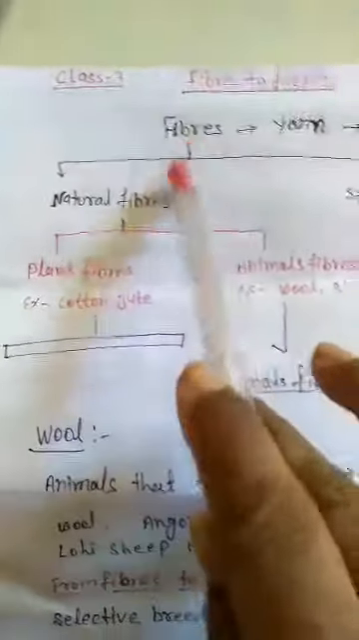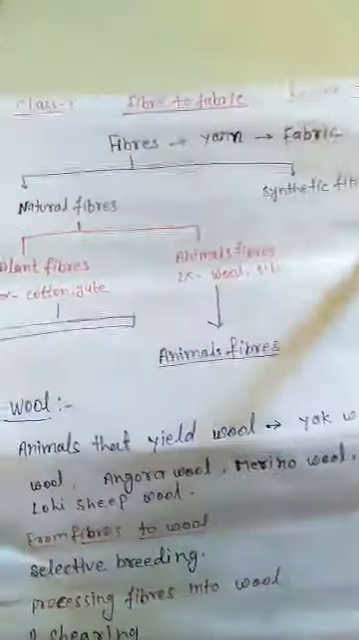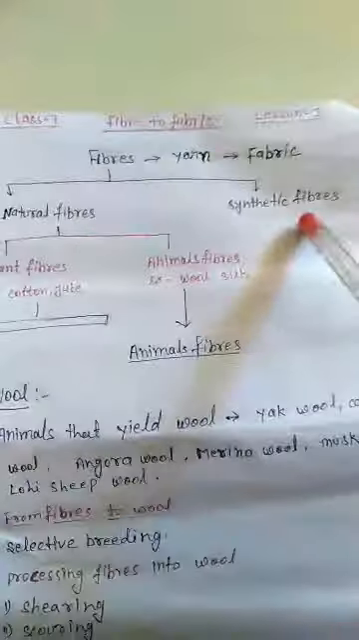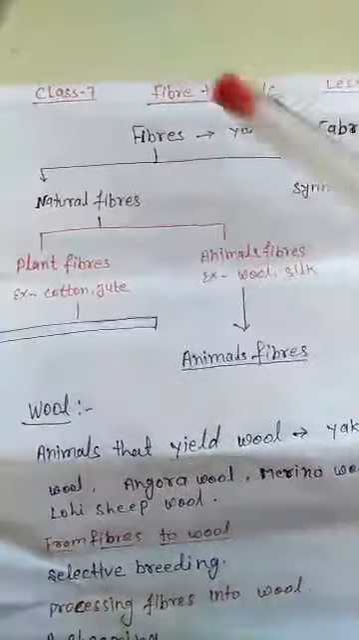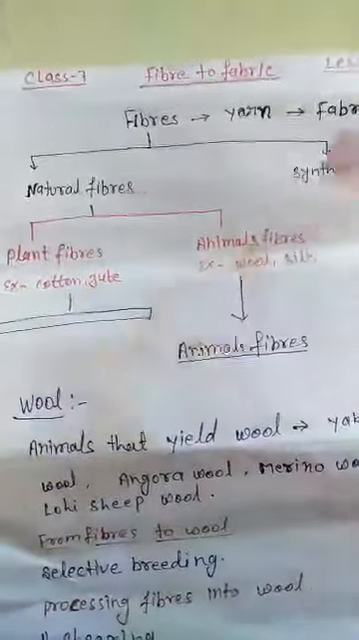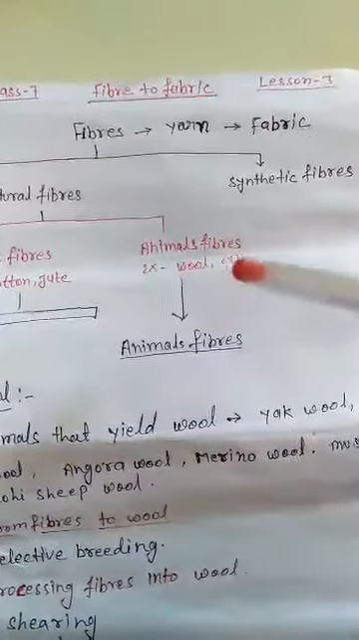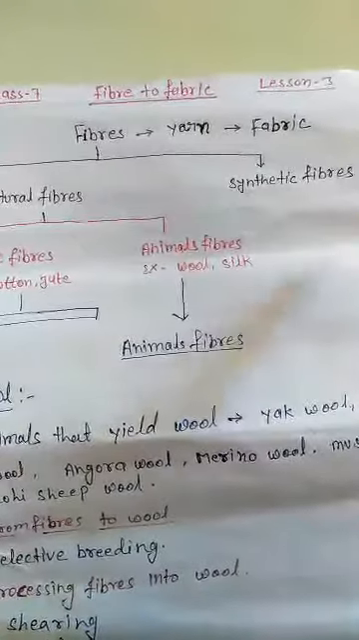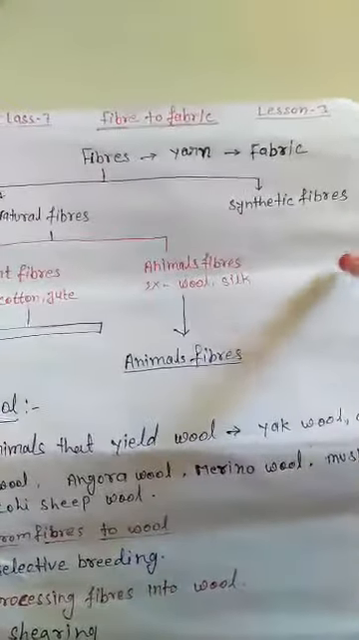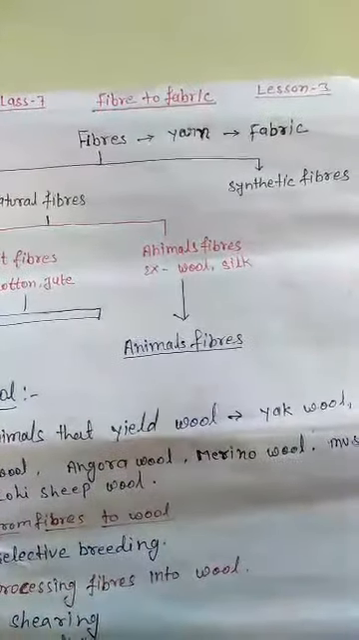Okay, next, fiber is divided into two categories: natural fiber and synthetic fiber. Natural fibers are the fibers we obtain from natural things, and synthetic fibers are the fibers synthesized chemically by human beings, called artificial or synthetic fibers. For example, polyester, nylon, rayon, these are all synthetic fibers.